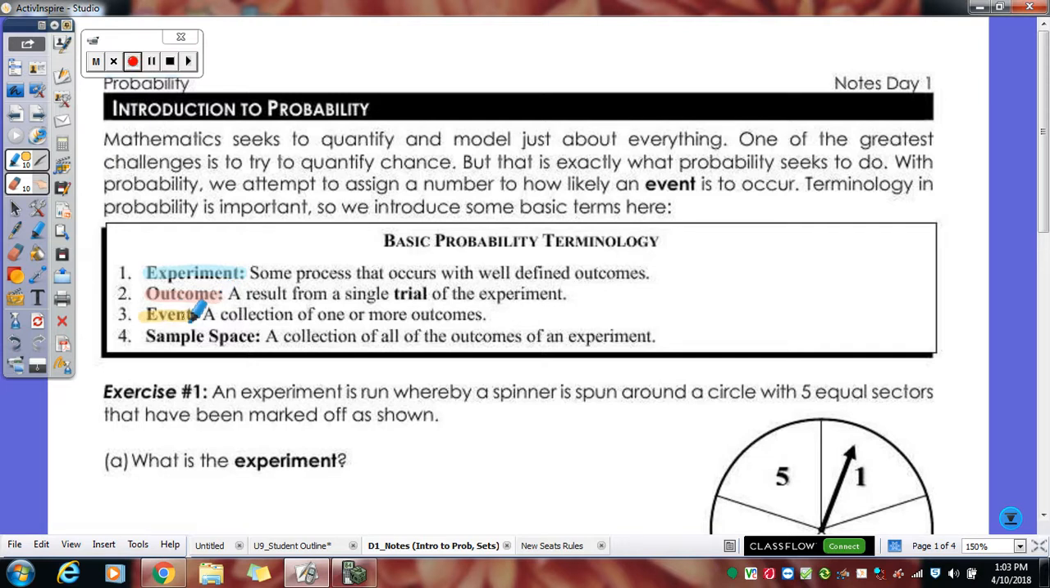Event is a collection of one or more outcomes. And then sample space, that is a collection of all outcomes of an experiment. So all the possible outcomes you could have by flipping a coin would be heads or tails. So your sample space would be heads or tails.